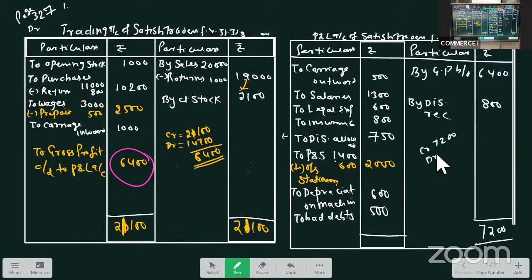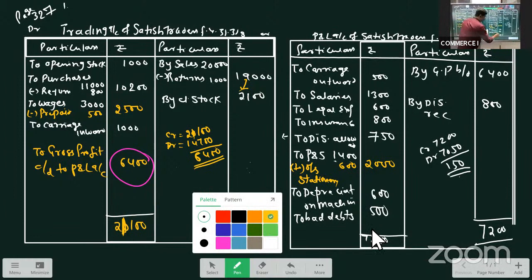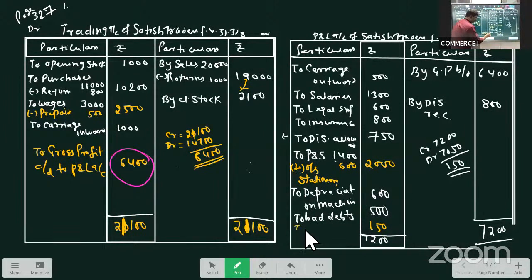See what is the total on the debit side. 5 plus 13, 18, 24, 32, 52, 59, 65, 7,050. The debit side total is 7,050. So we have a net profit of 150. What is the net profit? We got a net profit of 150. This net profit will be carried down to the balance sheet.